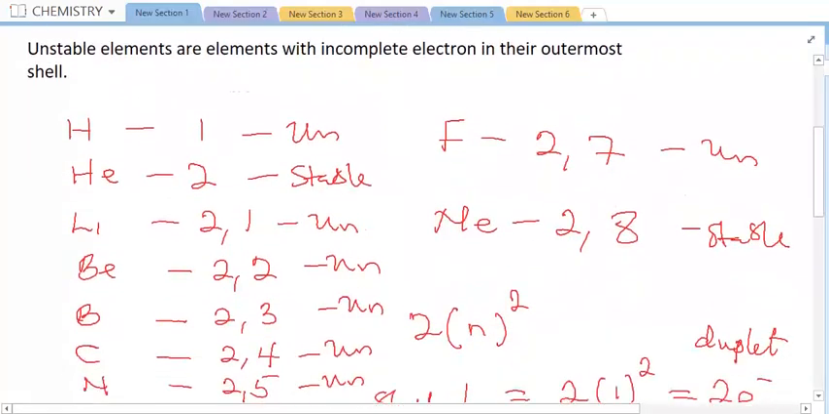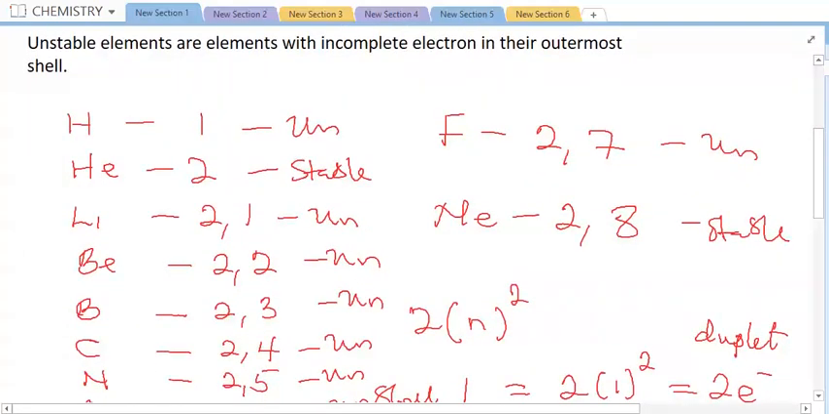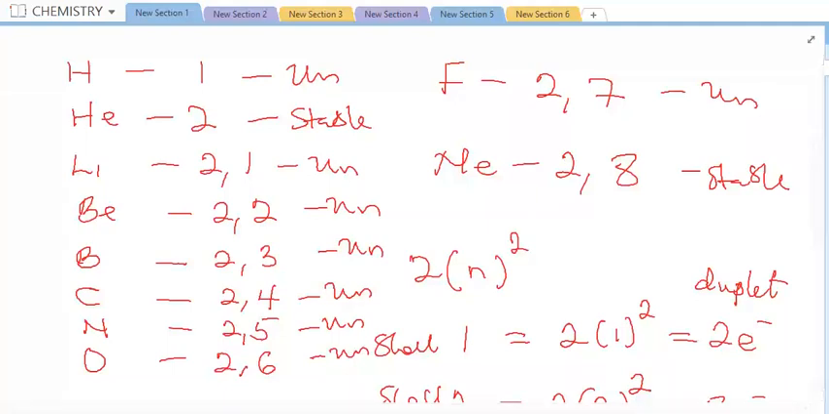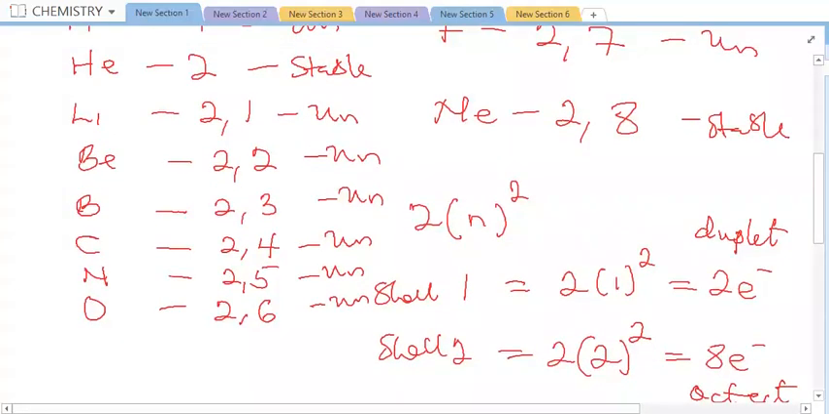Then I used the first 10 elements to explain stability of an element. Helium is stable with 2, neon is stable with 8. Other elements are unstable and they strive to attain stability through chemical bonding. Remember, the number of electrons in each of the shells is given by 2n squared, where n is the number of the shell. Shell 1, 1 squared, that will be a total of 2 electrons, and shell 2, 2 squared, that will give us a total of 8 electrons.